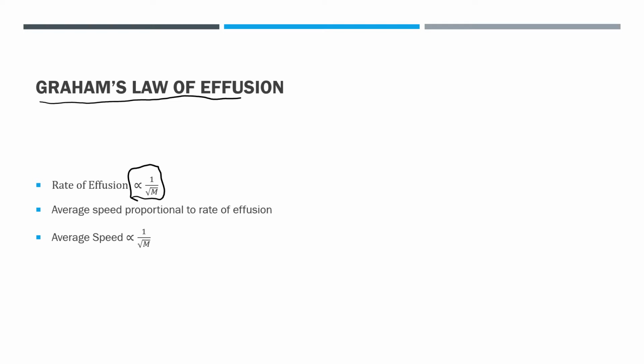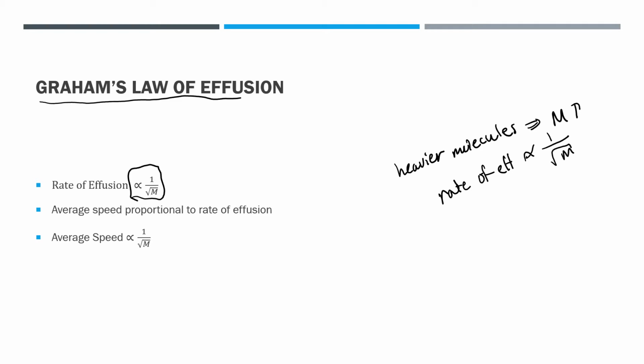This means that heavier molecules, right? Heavier molecules, what does that mean? Heavier molecules implies that your molar mass is large, right? And heavier molecules with large molar masses will move slower because the rate of effusion is proportional to 1 over the square root of m. So the larger the molar mass, the slower the rate of effusion.